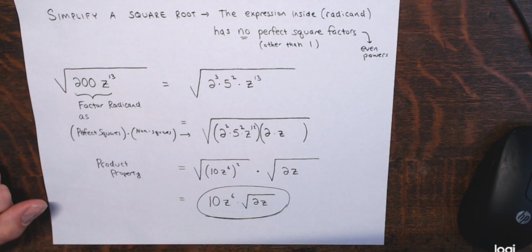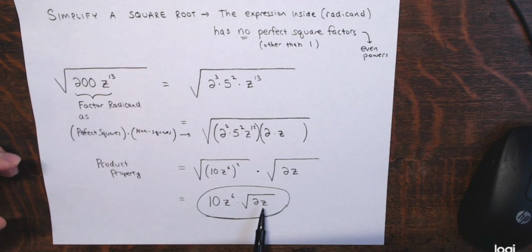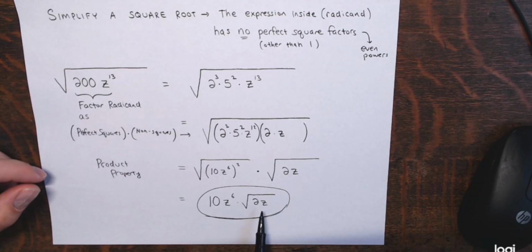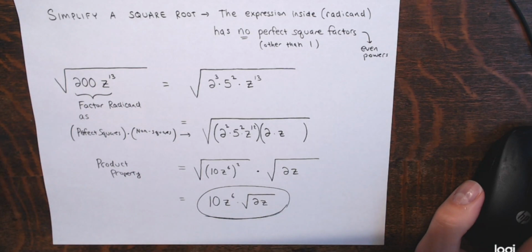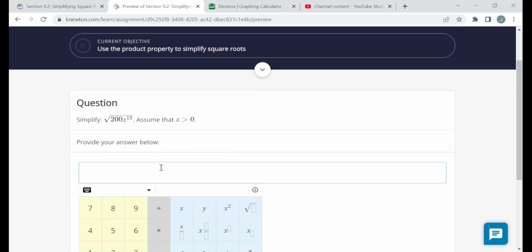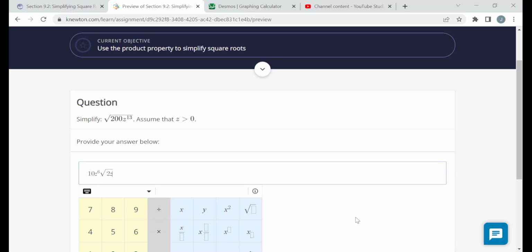And if you'd like to test this out, just replace z with some positive numbers. Punch this in a calculator, replace z with any number you want that's positive, and they'll give you the same value no matter what. But I'll leave that to you to check. All right, so I end up here with 10z to the 6th times the square root of 2z. Make sure that 2z is all in the square root.